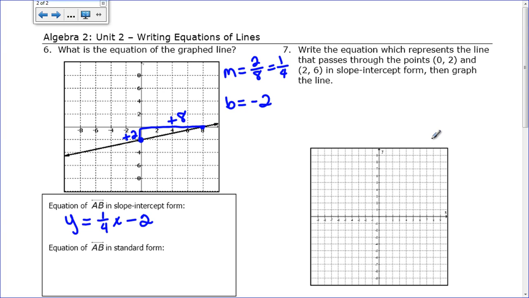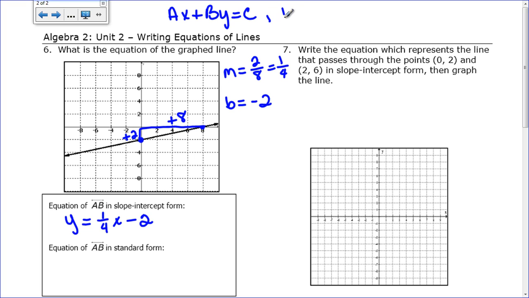Now to go to standard form, and I'm going to just write up here so that we'll know, you can fit this in on your paper if you need to. Standard form looks like this. It's ax plus by equals c. And so instead of being the y all by itself, I have x and y together on the same side of the equal sign.